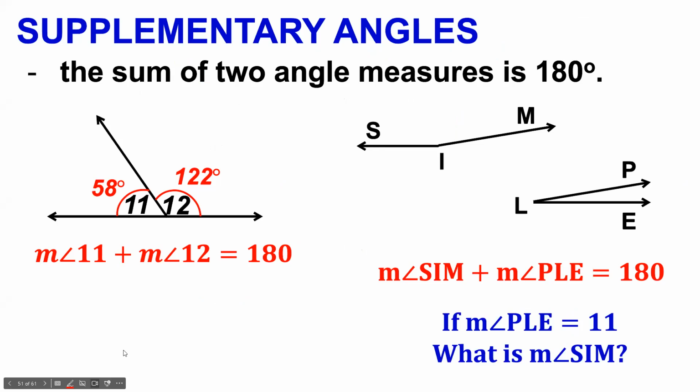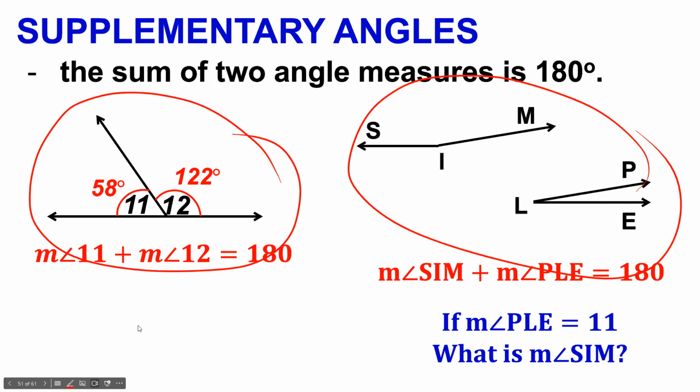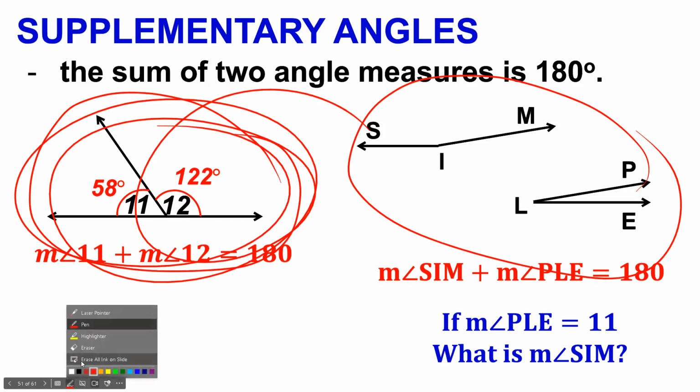Which of them? Is it the adjacent angles or the non-adjacent angles? Which of them showed the combination of two angles that formed one line? Correct. That is the adjacent angles. So therefore, this is what we consider as the linear pair.